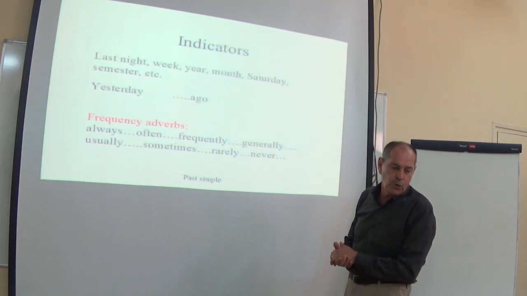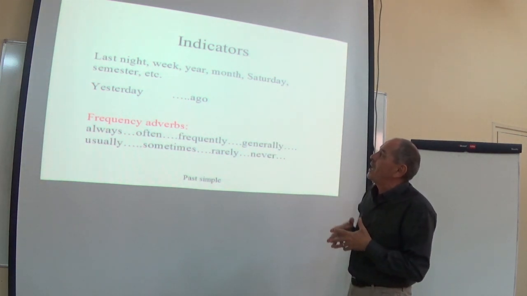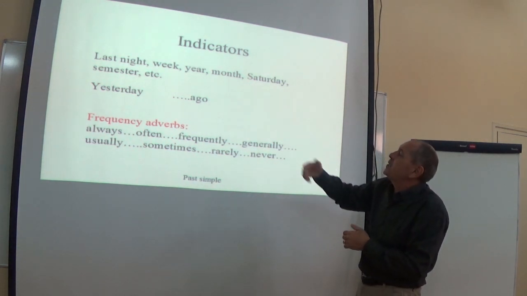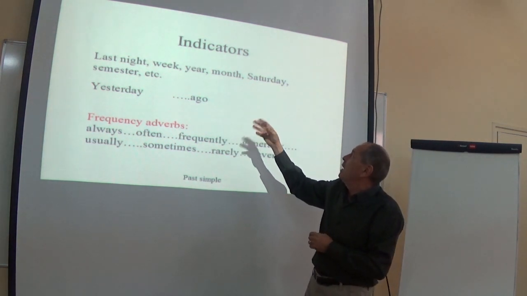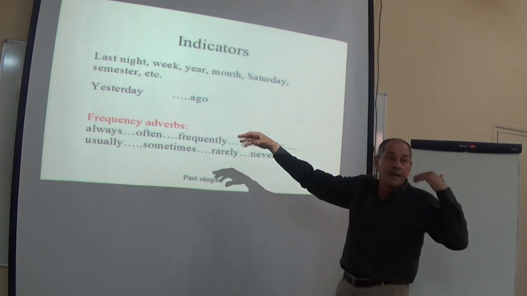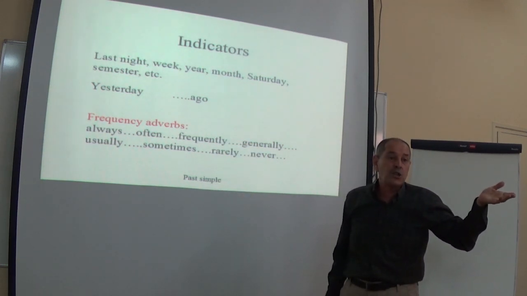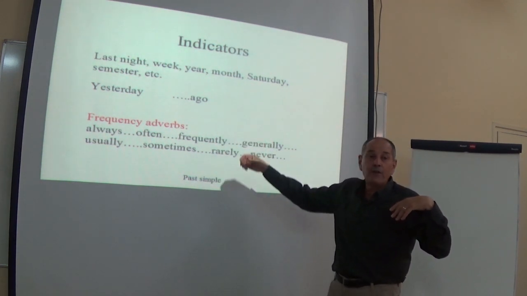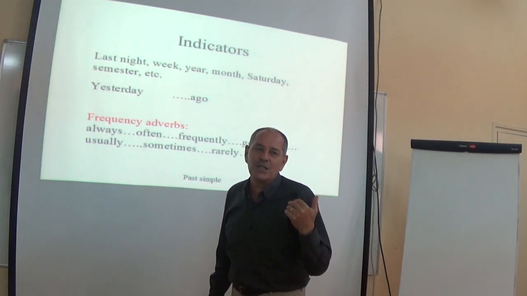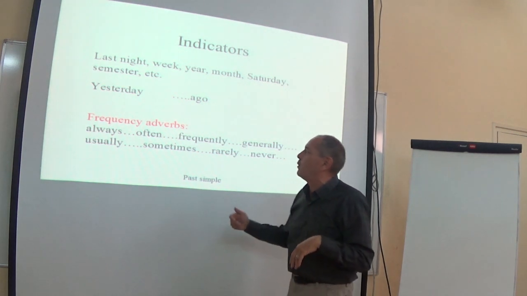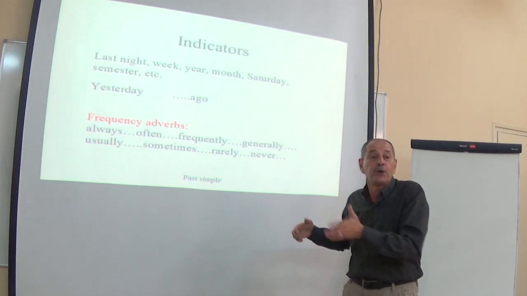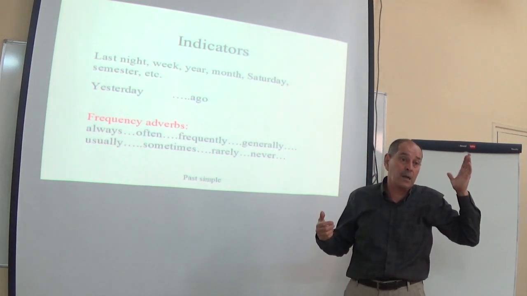So the indicators for the past, you can have words such as, these are just examples, it's not a limited list. So, last night, last week, last year, last month, last Saturday, last Monday, last Wednesday, last semester, etc. You can have the word yesterday, you can have ago with 2 days ago, 3 days ago. Well, 1 day ago does not exist because we say yesterday, right? So 2 days ago, 3 days ago, 2 weeks ago, yes, 3 years ago, 2 centuries ago.